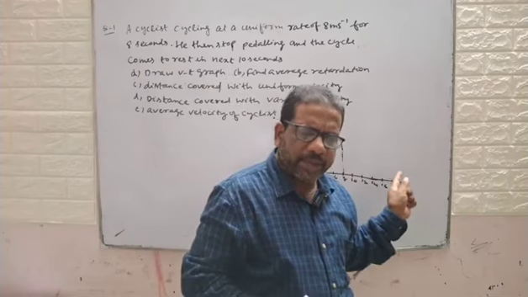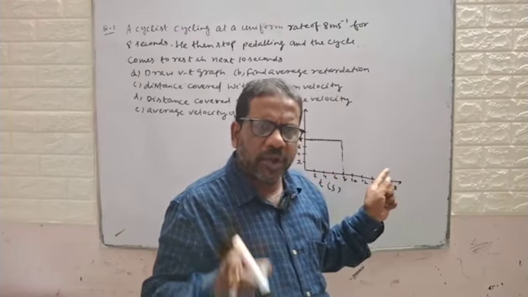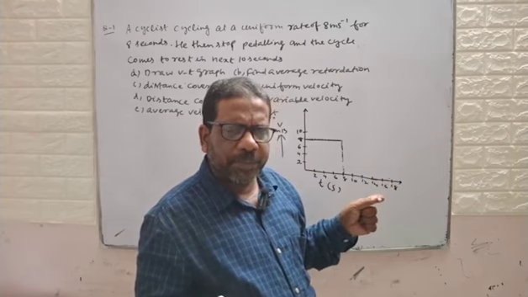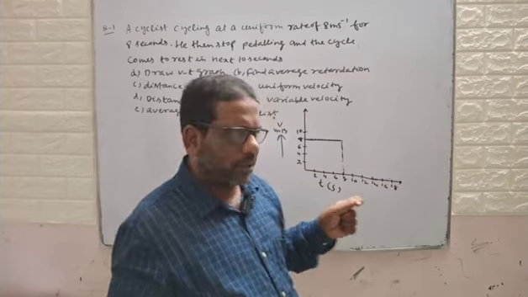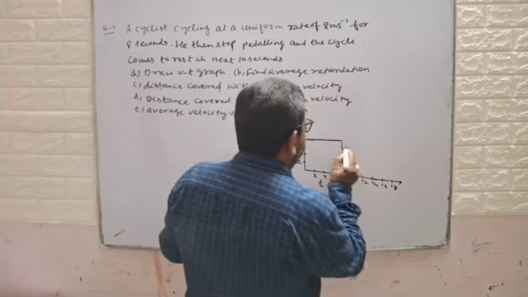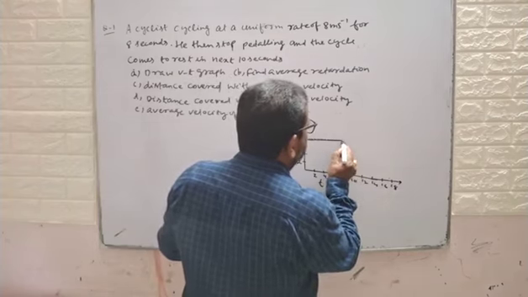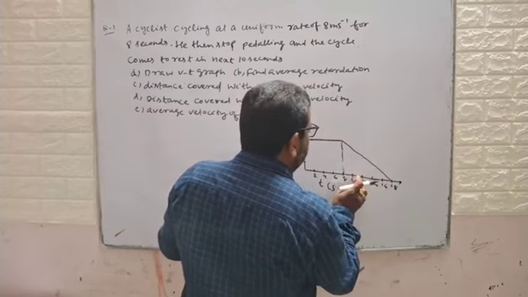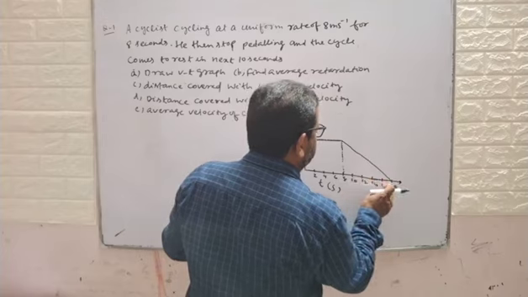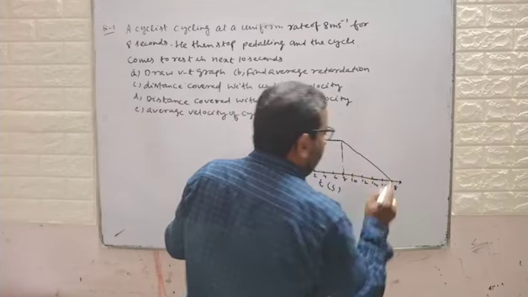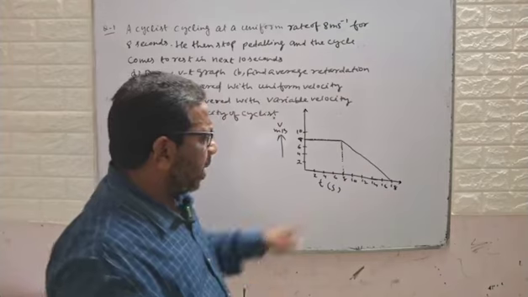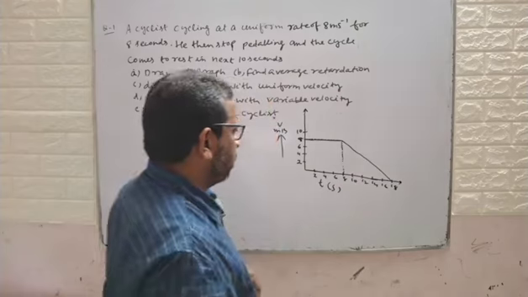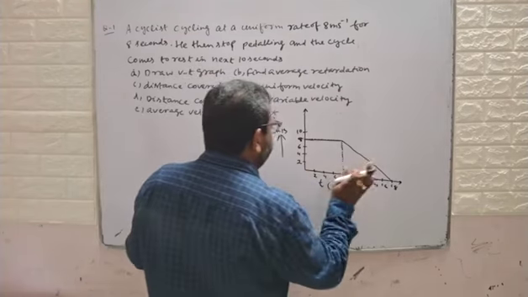At the time of 8 seconds, the cyclist stops pedaling. When we stop the pedaling, what happens to the speed? The speed gradually decreases and the cyclist comes to rest in the next 10 seconds. 2 seconds, 4 seconds, 6 seconds, 8 seconds, 10 seconds. That means at the end of 18 seconds, the cycle comes to rest. Now VT graph is drawn.